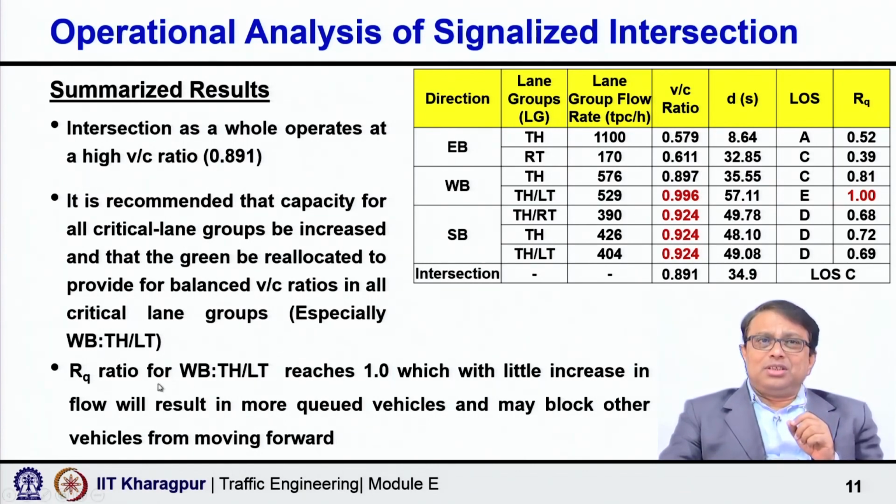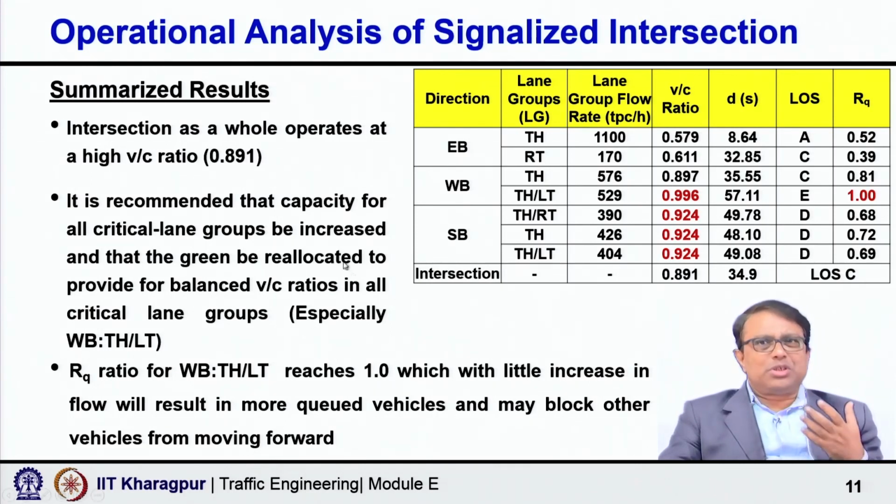And as I said, the RQ value, the storage ratio, is again for the westbound through and left shared lane, and you can see here it is 1. So, westbound through and left, you can see here 0.996, this V by C ratio is also critical, and here the RQ value, the storage ratio, is also 1. So, it indicates that a little increase in the flow will result in more queued vehicles and may block vehicles from moving forward, right, because the upstream discharge also may get affected. So, it may be a real problem.